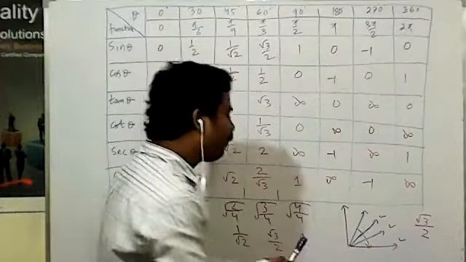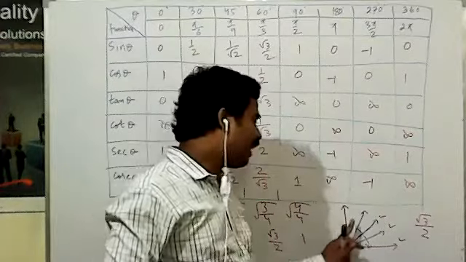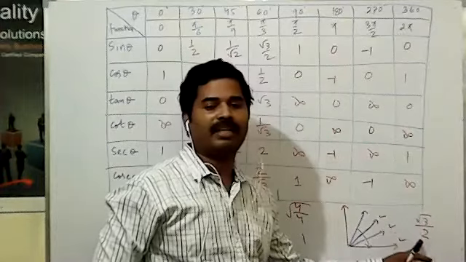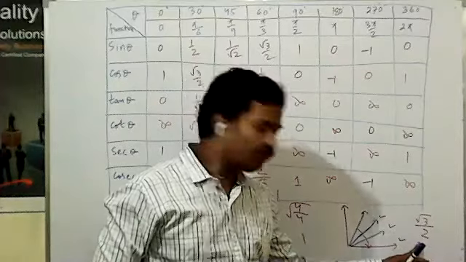If you want to find out the 90 degree, how many fingers are there? 4 fingers are there. Root of 4 divided by 2, that value comes to 1, sin 90 equals 1.